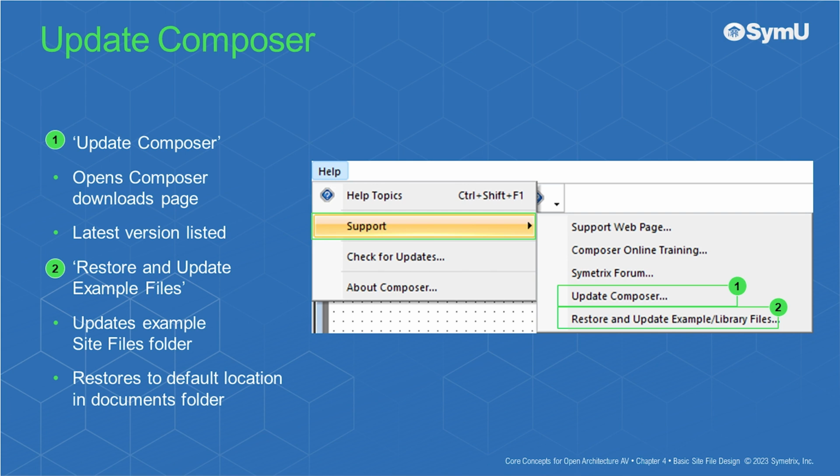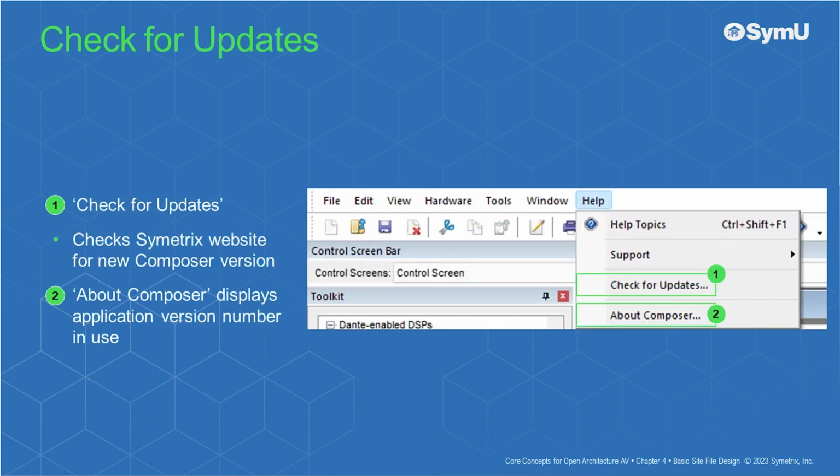Restore and Update Example Files updates the example site files folder and restores them to the default location in the Documents folder. Check for Updates checks the Symetrix website for a newer version of Composer. About Composer displays the application version number of the version of Composer being used.